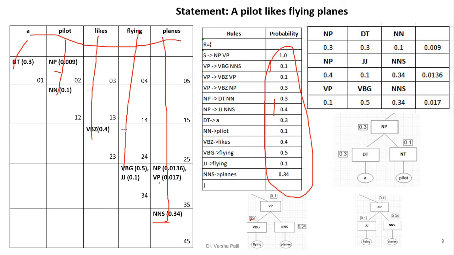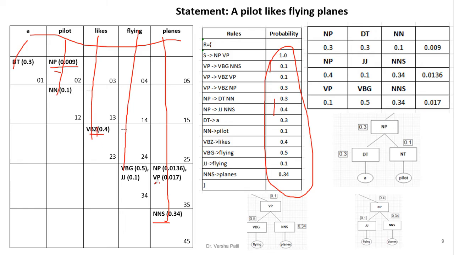So VBG 0.5, NNS 0.35, they form the VP phrase which is 0.1. So we will multiply this. Flying as a JJ, planes as NNS, and they form the NP phrase, and their probability, that is when JJ and NNS form, their probability is 0.4. So we are getting this value. So in this way these values are calculated.